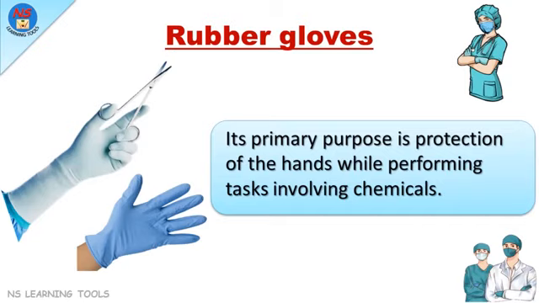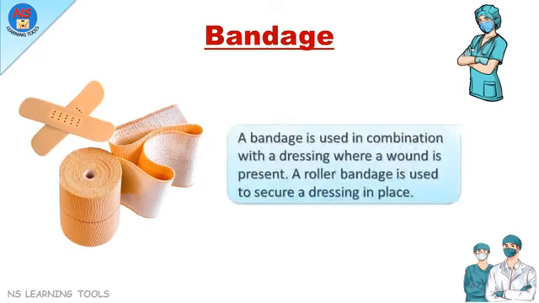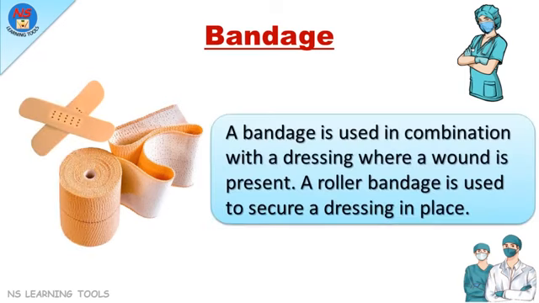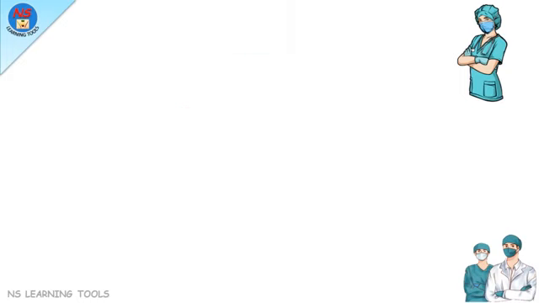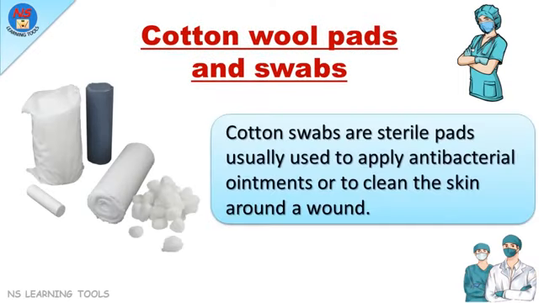Bandage. A bandage is used, in combination with a dressing, where a wound is present. A roller bandage is used to secure a dressing in place. Cotton wool pads and swabs. Cotton swabs are sterile pads, usually used to apply antibacterial ointments or to clean the skin around a wound.